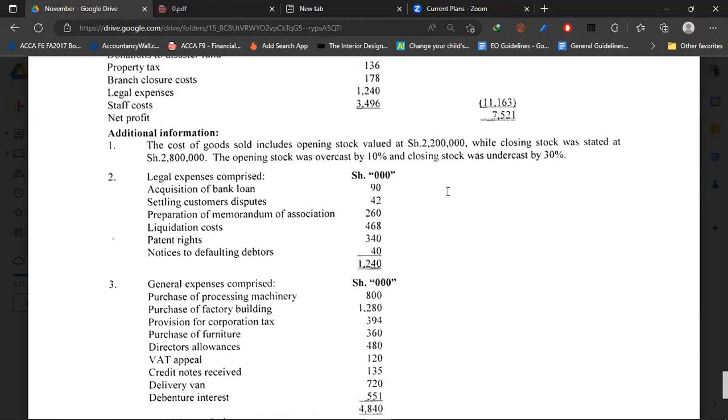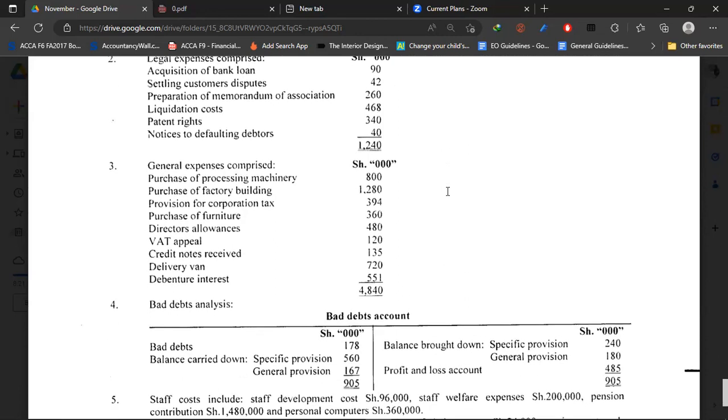Now, number three, we are talking about the general expense, which basically comprised of, we said, under the taxation, we don't recognize the purchase of an asset. We say any asset that we have already purchased is not recognized. And what we normally recognize as an expense in taxation is about the capital allowances of these assets. So when I look on note number 3, we have been told there is a purchase of the processing machinery, which is disallowable. Purchase of the factory building, disallowable.